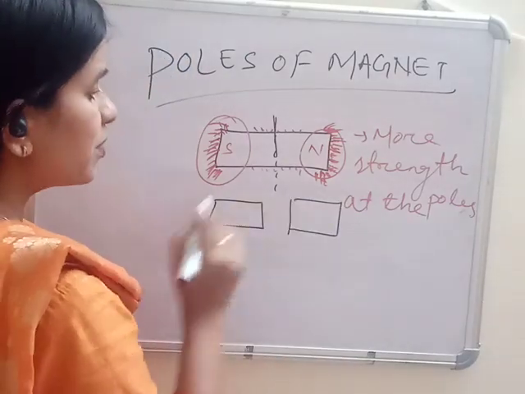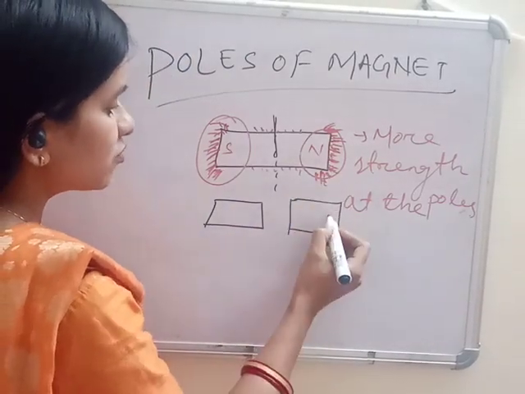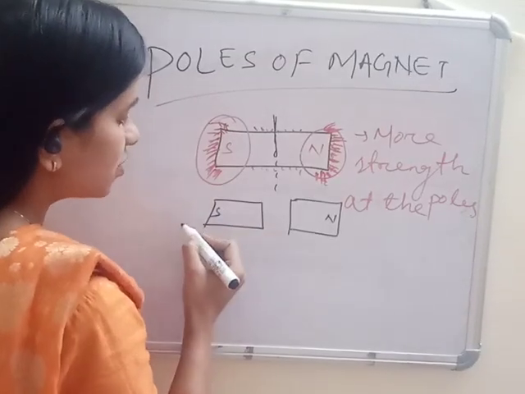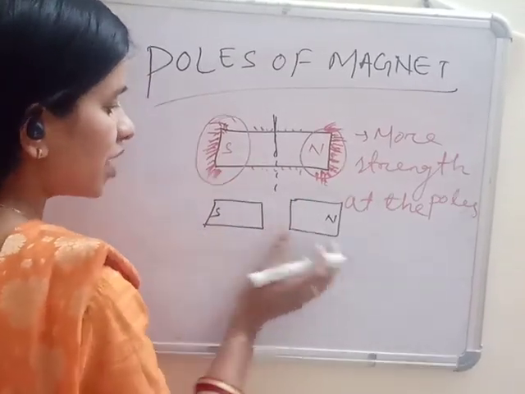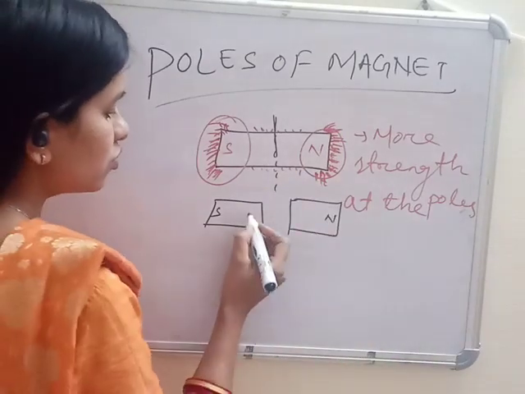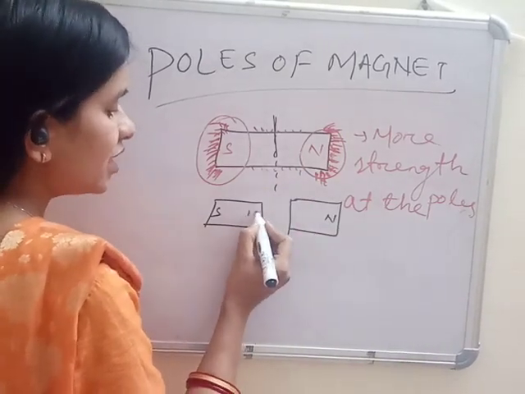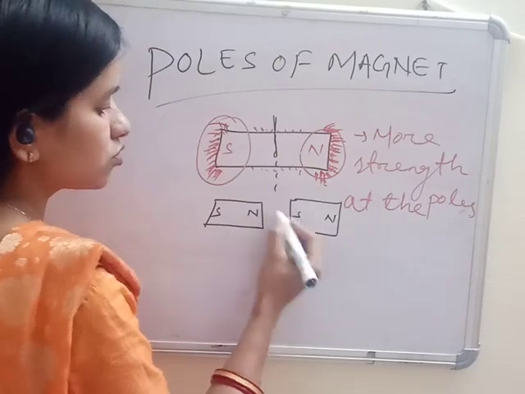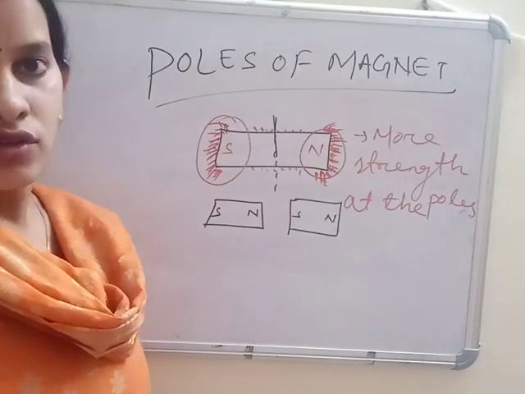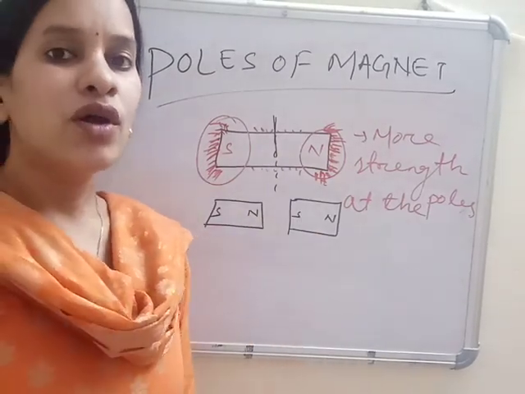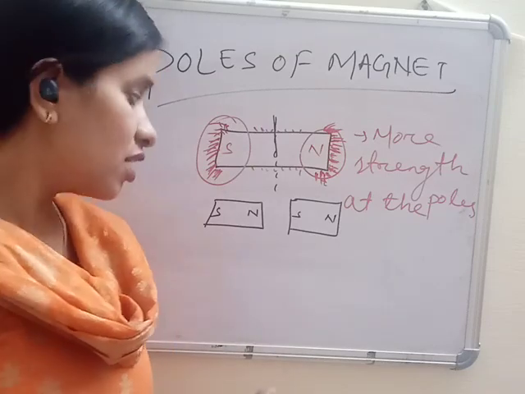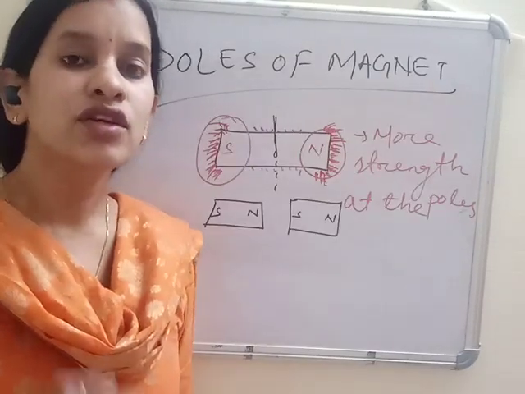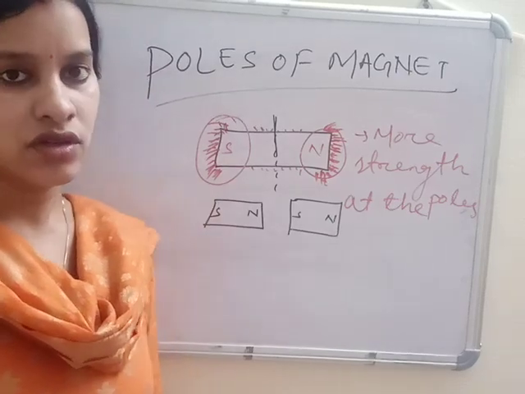So when I make two parts, already this has become the north and this is the south part. So as you divide it into two parts, each part again becomes a magnet. It will automatically have a north and south. So a pole always exists with two poles. A magnet always exists with two poles, north and south.